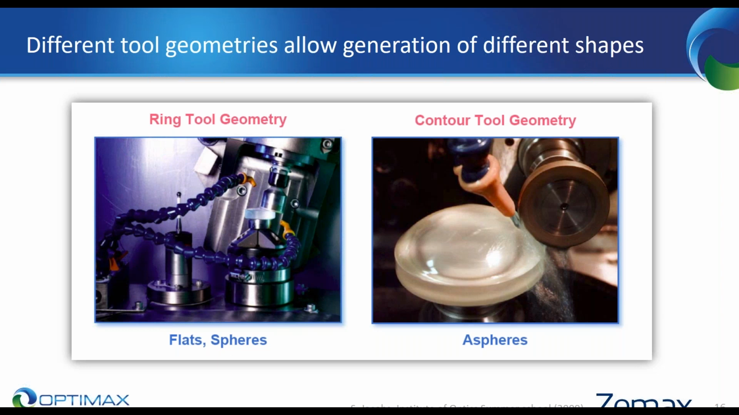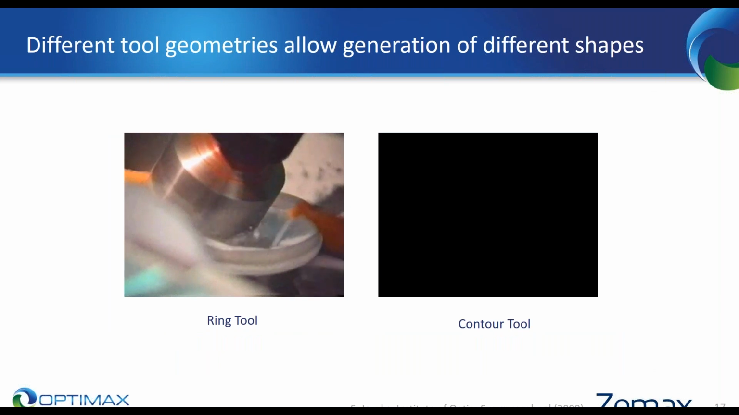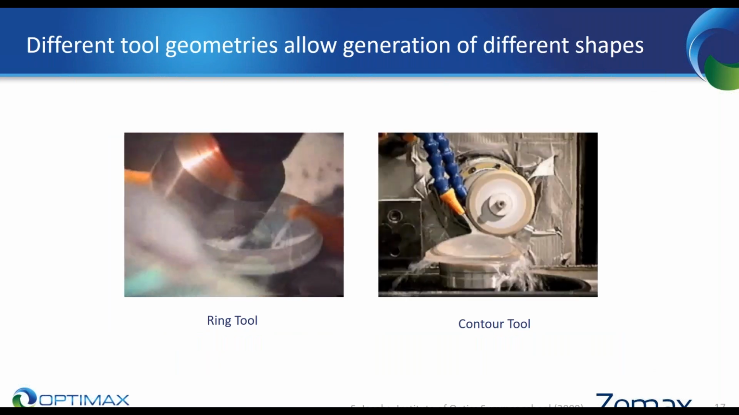And as I mentioned earlier, we'll save a lot of those discussions for another day, but I wanted to at least mention that those types of geometries were available. The next slide here shows just a brief video of these two in motion. On the left, a ring tool is generating a concave surface. Before, when the angle was coming in, it was generating the convex. This ring tool shows it generating a concave surface. And then an A-sphere being generated with a contour tool.